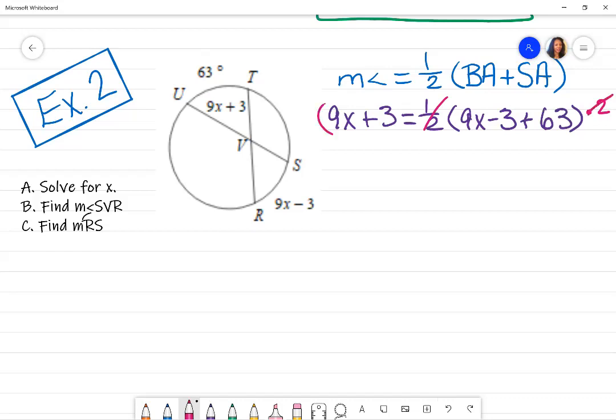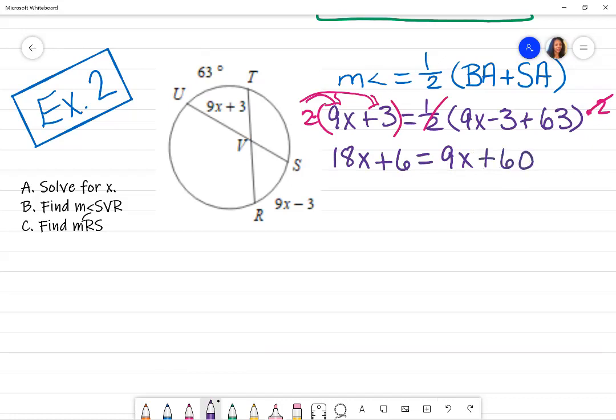And on this side, since it is an expression, that 2 has to be multiplied to everything that's inside of the parentheses. And so I'm left with 2 times 9x, which is 18x, 2 times 3, which is 6. And then I bring down what's inside of my parentheses. Actually, I can just go ahead and simplify that. Negative 3 plus 63 is going to be positive 60.